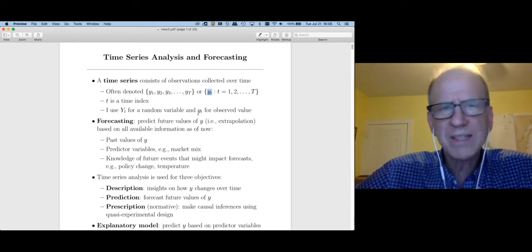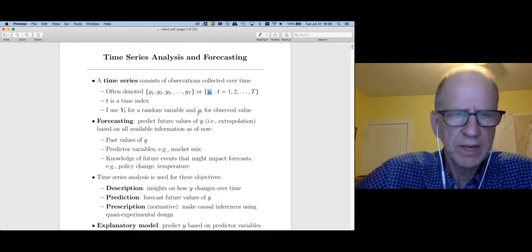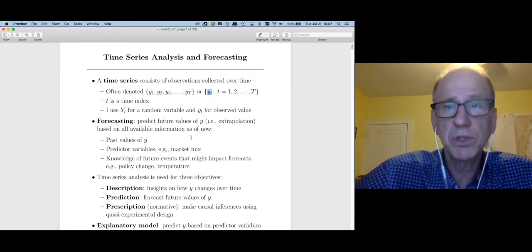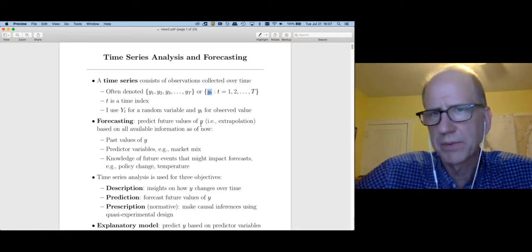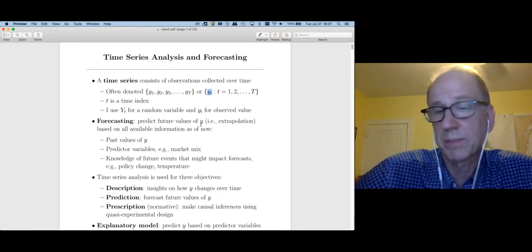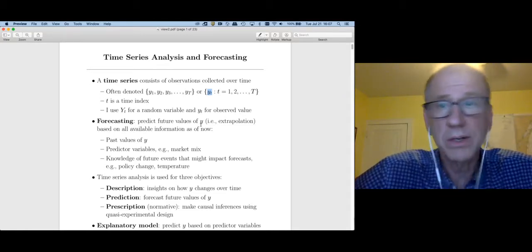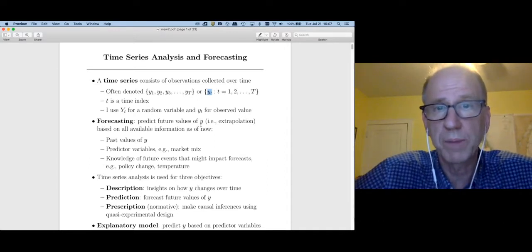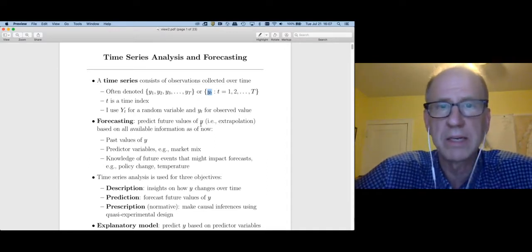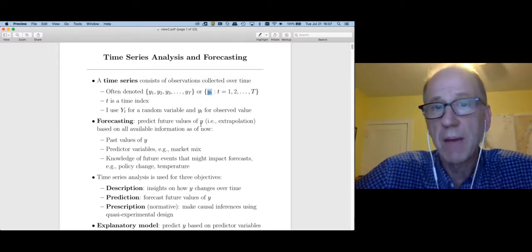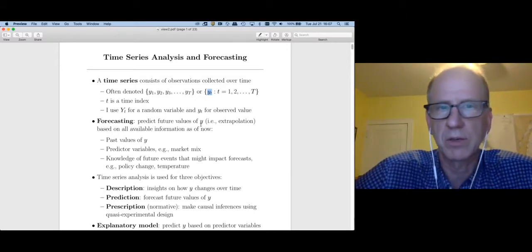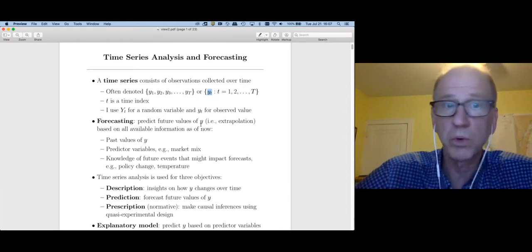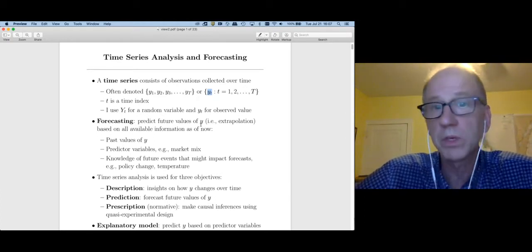Well, what is forecasting? Forecasting is about predicting future values of y. Now, one thing to note about this up front, and something that makes it very difficult, is we are extrapolating. By definition, we're going beyond the end of the data. So how many COVID cases will we have tomorrow is an example of a forecasting question. How many cases will there be 1 week from now, 1 month from now, 1 year from now?